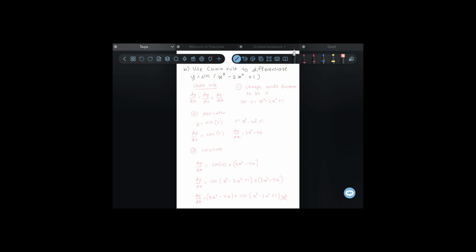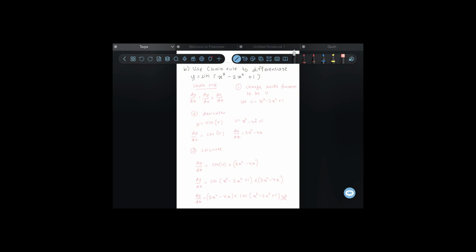Use the chain rule to differentiate y equals sine of (x to the power 3 minus 2x to the power 2 plus 1). As we all know, the chain rule formula is dy over dx equals dy over du multiplied with du over dx. First, we need to change the inside function to be u. So let u be x power 3 minus 2x power 2 plus 1. Then y will be sine u. After we differentiate, dy over du equals cos u.